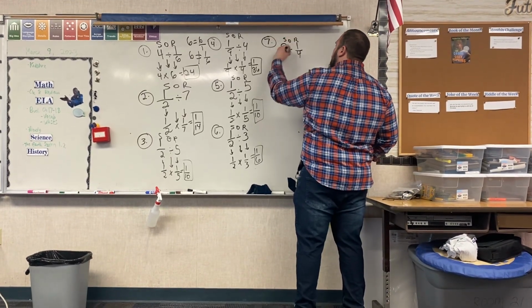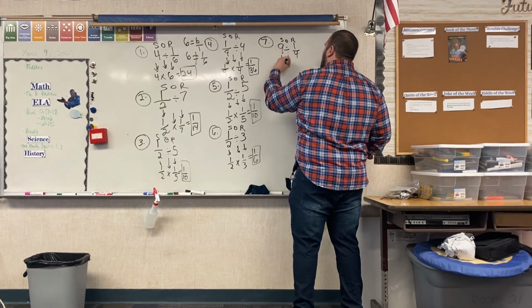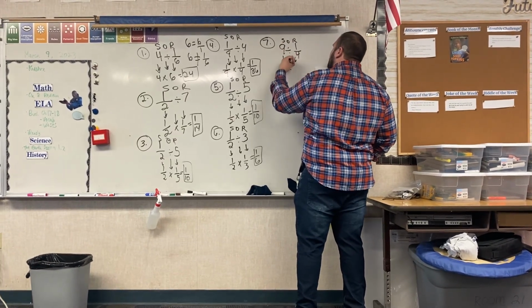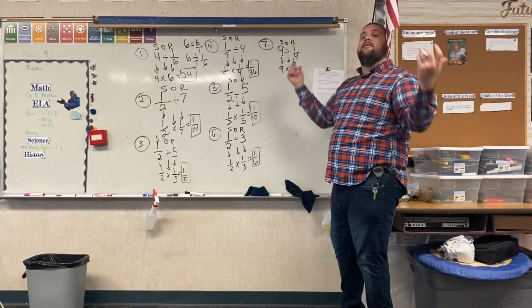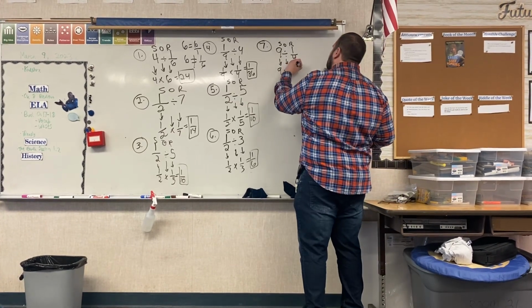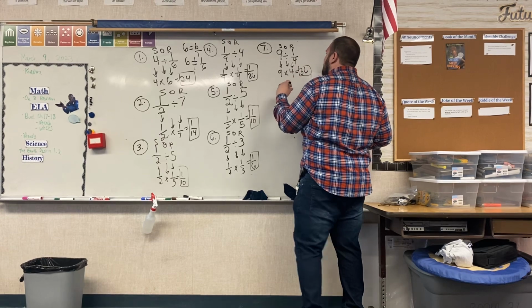Same, opposite, reciprocal. 9 stays the same. Opposite division is multiplication. The reciprocal of 1/4 is 4/1, or 4. 9 times 4 is 36. Number 8.